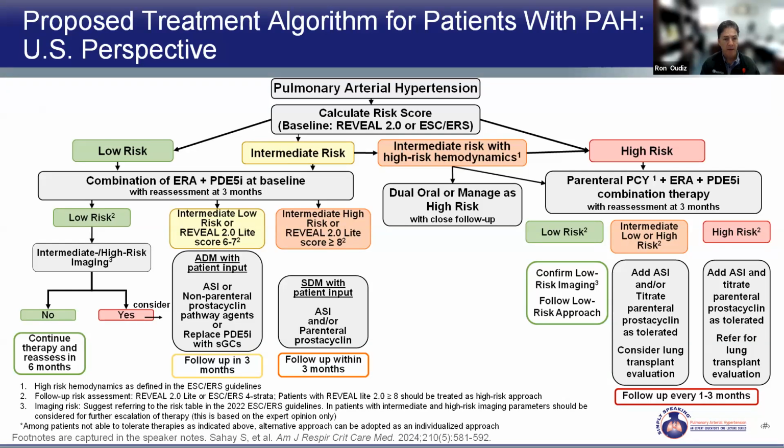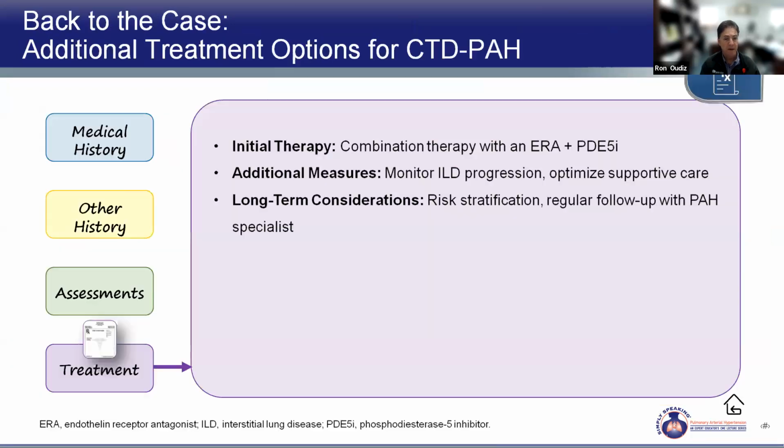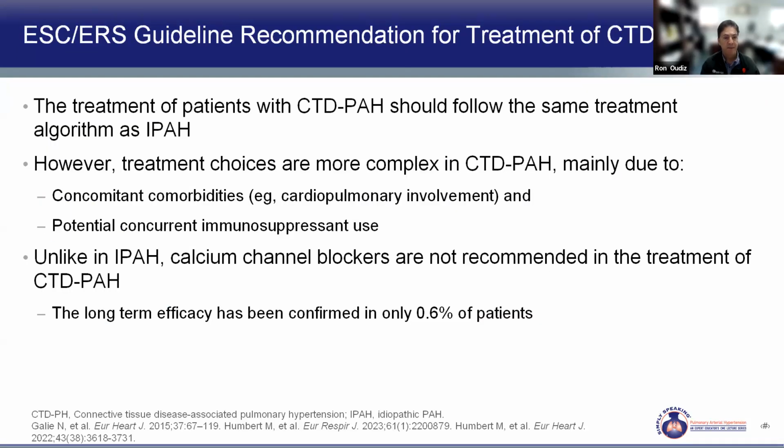Here is the same algorithm that we use for our patients, and patients like this one should, in this case, be looked at as intermediate risk based on the synthesis of all the things that we presented, and started with a combination of ERA and PDE5 inhibitor, but you need to follow that patient closely and titrate up the therapy, make sure that she's tolerating it, and do regular risk stratification.